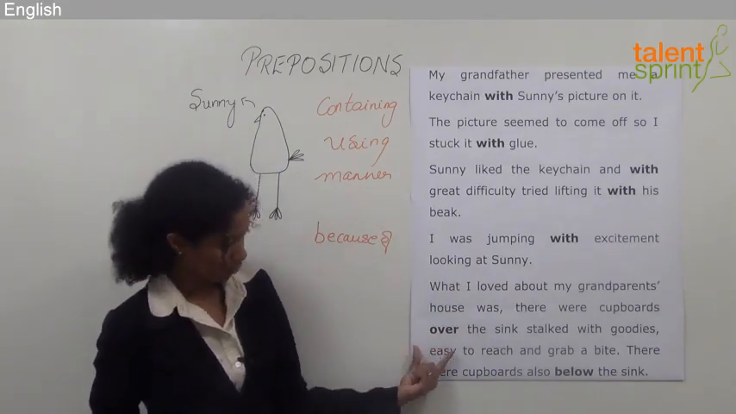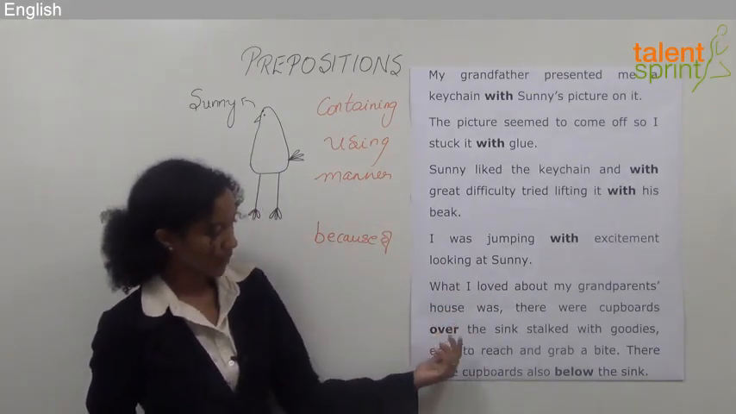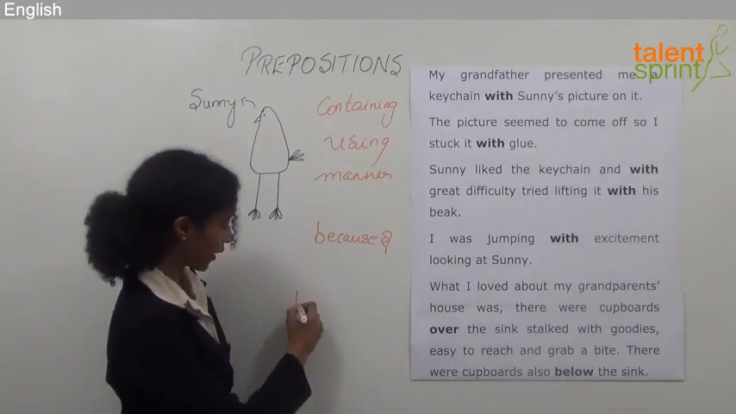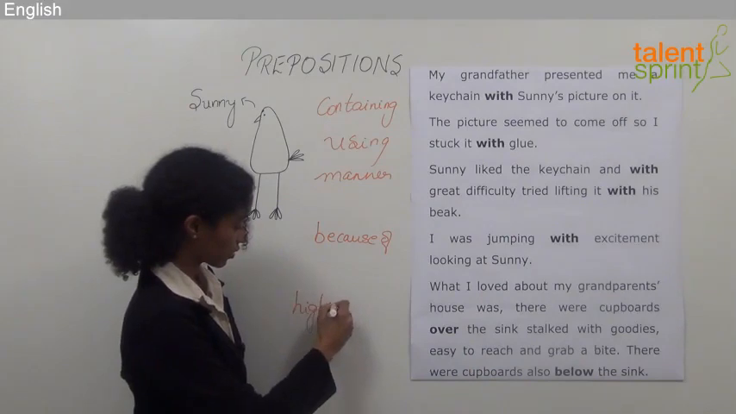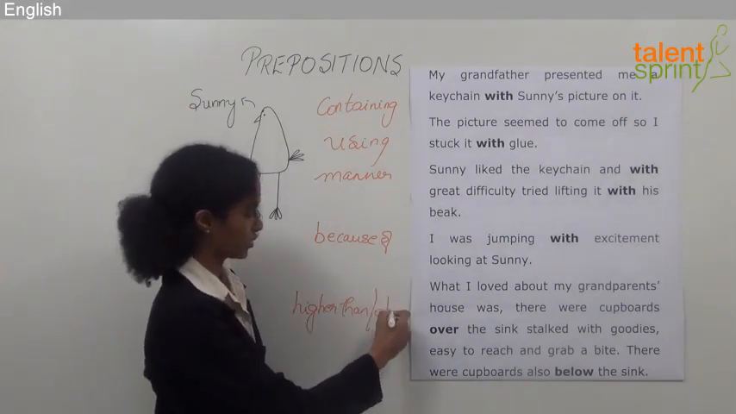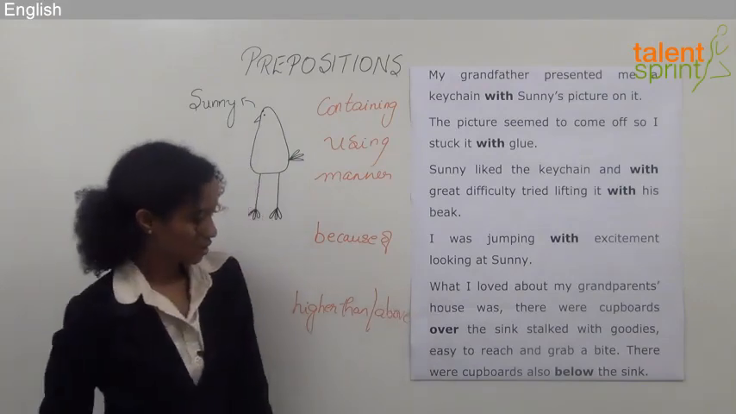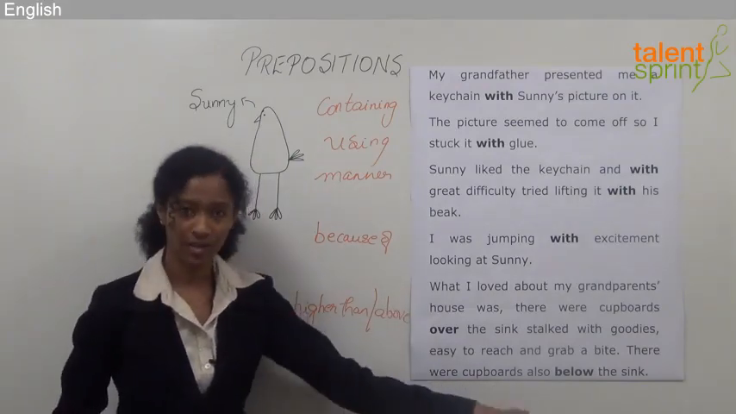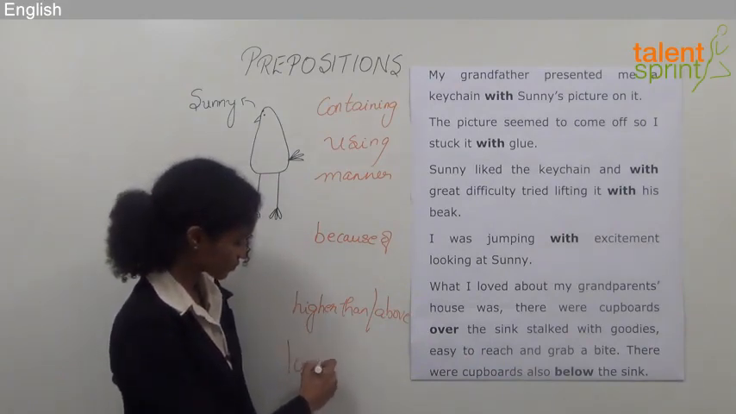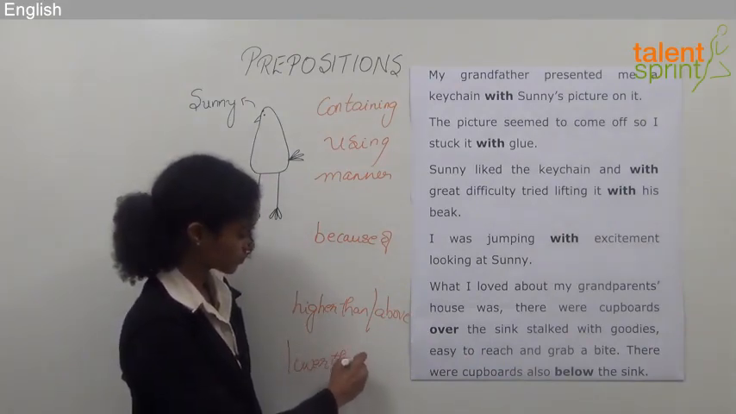And here, over. What I loved about my grandparents' house, there were cupboards over the sink. Over the sink meaning higher than, or above. And there were cupboards also below the sink. So below here means lower than, or under.